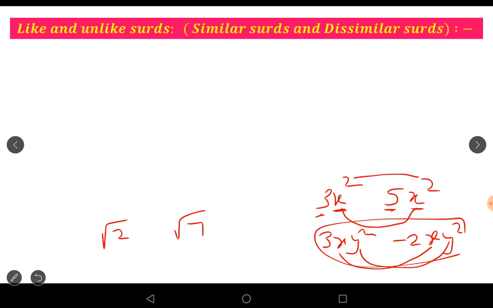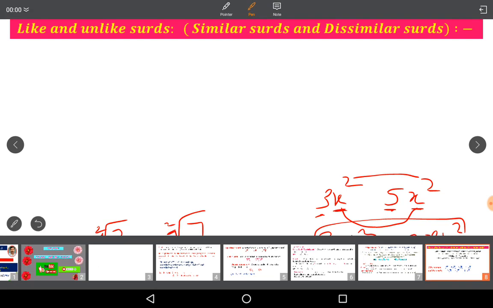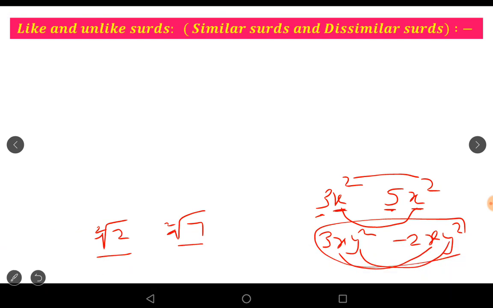Similarly, for like surds, the order of the surds is the same and the radicand is the same. Those surds are called like surds. Otherwise, they are unlike surds. For example, root 2 and root 7 are both quadratic surds; the order is 2 but the radicand is different, so these are unlike surds. Otherwise, 3 into root 2 and 7 into root 2 are like surds. The degree is the same and the radicand is the same.